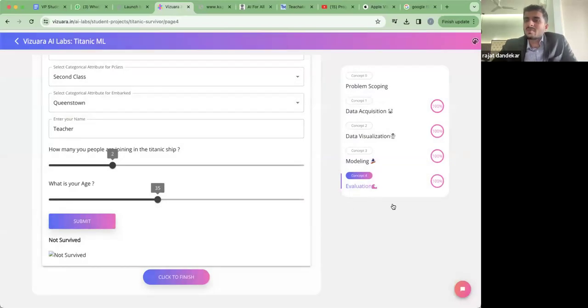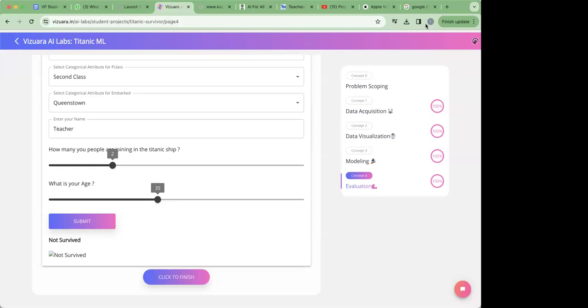So just to summarize, the entire notebook had 5 categories. We had problem scoping, data acquisition, data visualization, modeling and evaluation. All of these categories constitute something called the AI project cycle. If you look at the CBSE curriculum for class 9th and class 10th, they have mentioned the AI project cycle. They have not mentioned any projects, but they have just mentioned this thing called the AI project cycle. So this is how each individual thing can be explained.